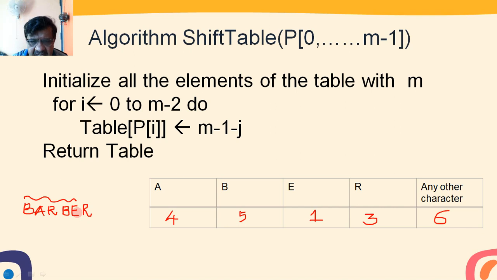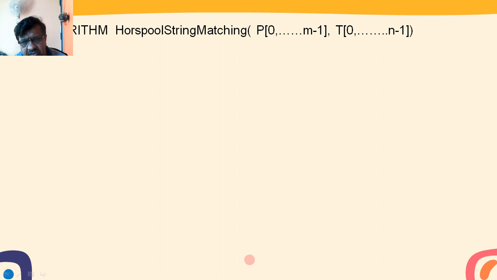And once again, when B surfaces over here, in the fourth iteration, when i becomes equal to 3, where B is present, table of B will be equal to m minus 1 is 5, 5 minus 3 is 2. So this will be overwritten by 2. That's how the shift table is generated by a simple algorithm like this. And this will be used by Horspool's algorithm.